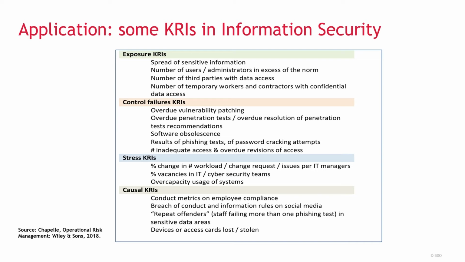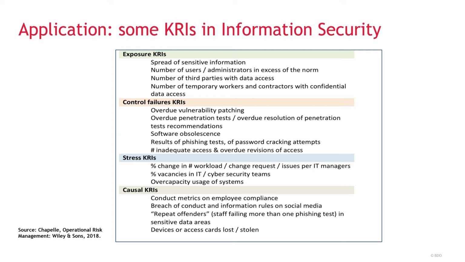You know that one of the more important controls in information security is the diffusion of information on a need-to-know basis. If people have more information than they need to know, you have an unnecessary exposure to the risk of leakage or misuse of this information. That would be typically an example of an exposure key risk indicator.